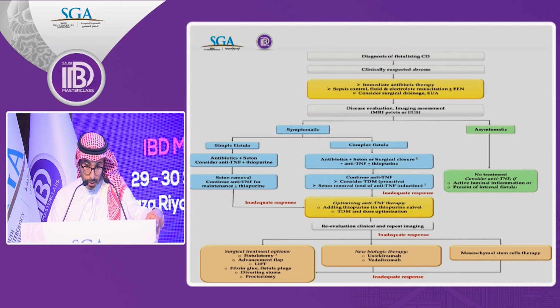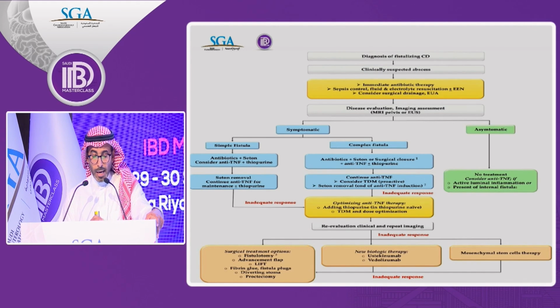I will end by showing a diagram for the management of fistulizing disease. If an abscess is clinically suspected, you should drain the abscess, treat the infection, and then evaluate your patient. If you have complex fistulas, then antibiotic, seton plus anti-TNF, continue anti-TNF, and consider TDM, as we mentioned earlier in the morning, and be proactive in this group of patients. Then optimize anti-TNF, evaluate your patient, keep the management plan clear, and then consider another alternative. Thank you.